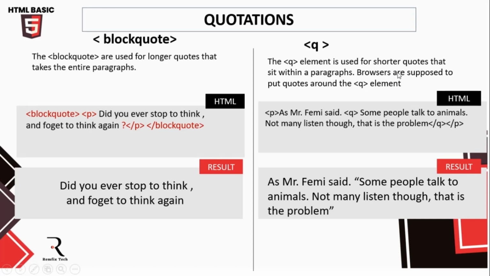Browsers are supposed to put quotes around the Q element. Now the Q element can be referenced as an inline element. If you observe the example snippet of code I have here, I have the paragraph, and in between the paragraph I have the quotes. Some people talk to animals, and you observe that the browser automatically puts quotation marks for the quote tag where it's referenced. So that's the example of quotations.